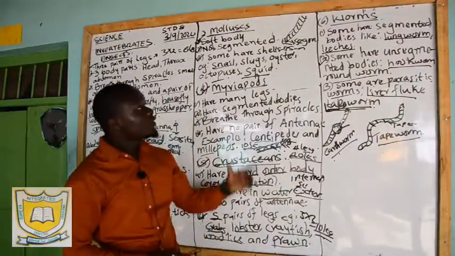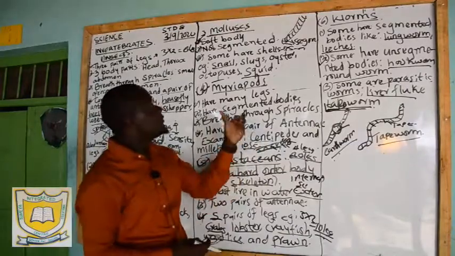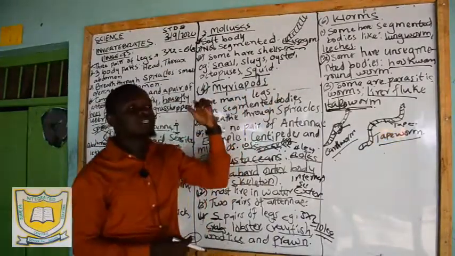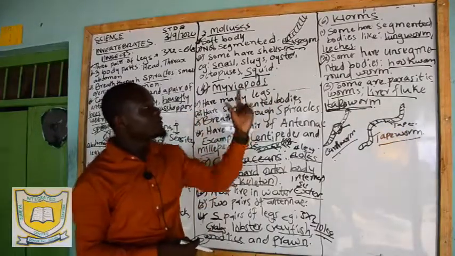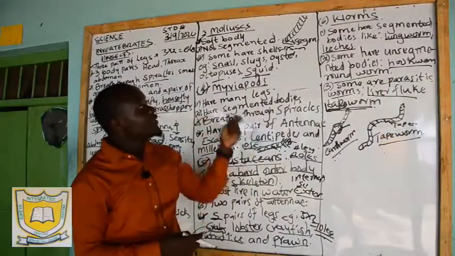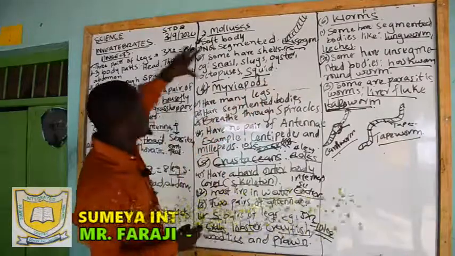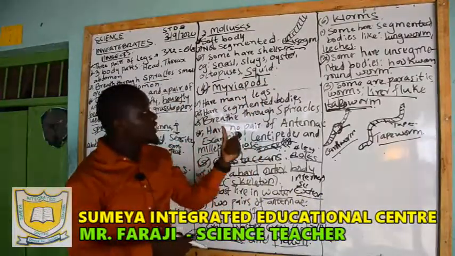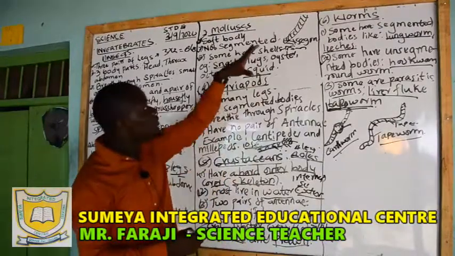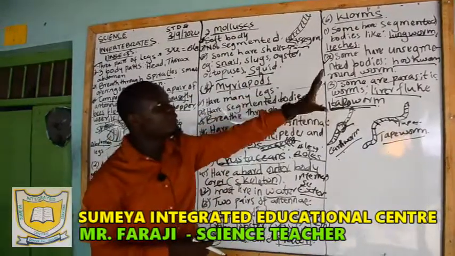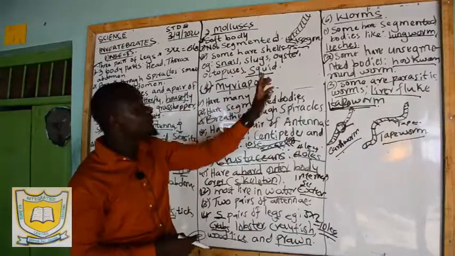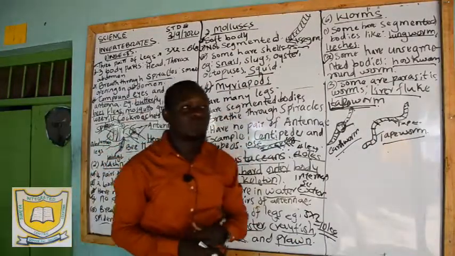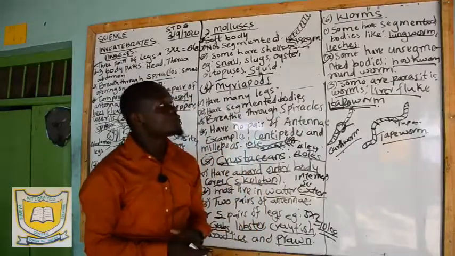Also, you all have to get the differences between the characteristics of worms and those that we discussed the other day about vertebrates. Finally, you must understand this group of invertebrates. We say they do not have any backbones. When you look throughout, the worms don't have any backbones, the molluscs don't have any backbones, and during the discussion we have not mentioned anything to do with a backbone. So this is all about today's discussion.